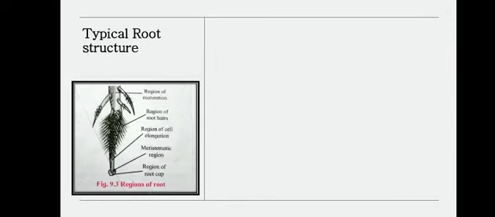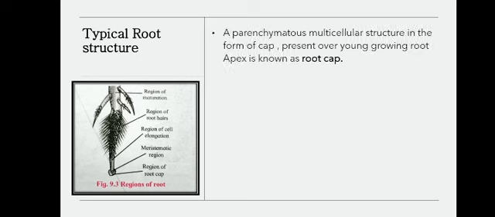On the next page, typical root structure. Diagram. In the diagram, regions of the root: region of maturation, region of root hairs, region of cell elongation, and the meristematic region, along with the root cap. A parenchymatous multicellular structure in the root forming a cap present over the young growing root apex is known as the root cap. It covers the growing root apex.